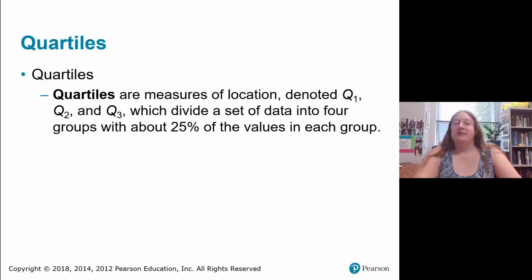Some really important percentiles that we work with are called quartiles. Quartiles are measures of location that we have special notation for: Q sub 1, Q sub 2, and Q sub 3. Quartiles, you might have heard the word quarter before, split the data into 4 groups. That means that there's about 25% of the data in each of the groups. Q1, Q2, and Q3 are the dividing lines to split up those 4 groups.